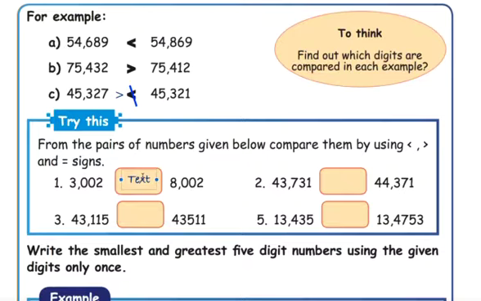3002, 8002. Right. Which one is less than? 3000 is less than, right? Yeah, 3002, sorry, is less than 8002. Okay. Second one, 43,000 is again less. Okay. 44 is more, right? 44,000 is more. 43 is less. Here 43,511, again it is less than.